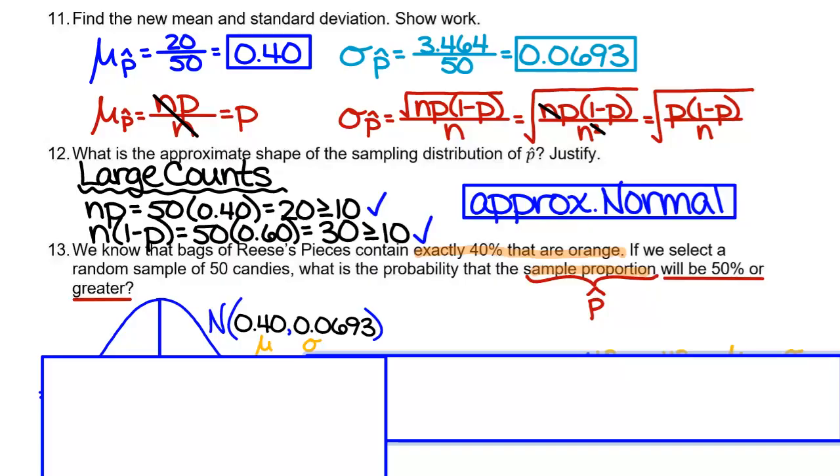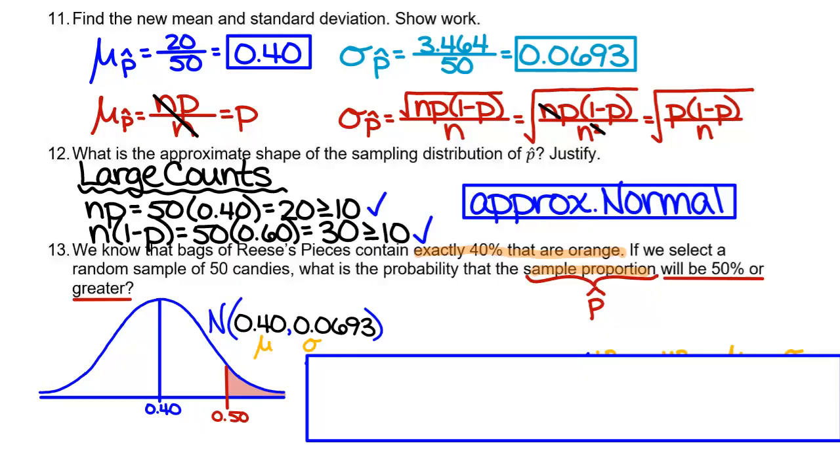And then I want to know what's the probability that it will be 50% or greater. Is 50% going to be left or right of my mean? It's going to be on the right. And I want 50% or greater. So I have 0.50 somewhere to the right because it's bigger than 0.40, and I've shaded it to the right. So there's the picture describing what I'm going to find.